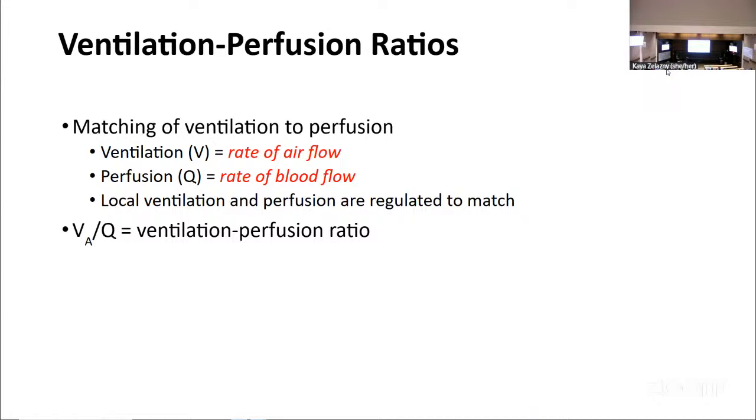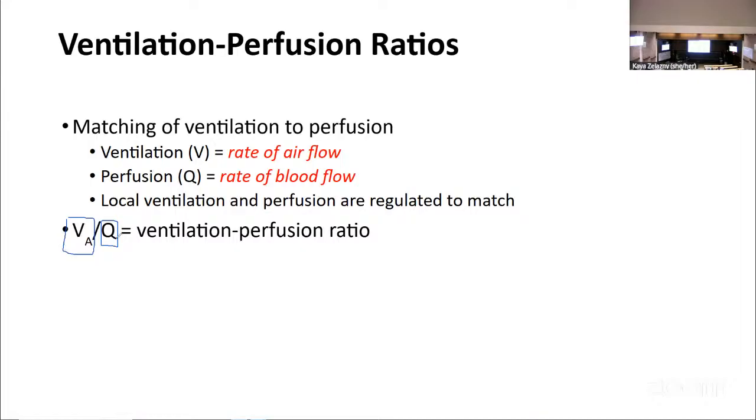So we have a ratio that we've created to assess whether we have a good amount of ventilation matching that blood flow, which we describe as perfusion. So what we're looking at here is our ventilation perfusion ratio. The V is for ventilation, and the Q is for perfusion. It's probably good we didn't use a P because we use P for pressures all the time. We needed a different letter here. So we've got our airflow and we've got our blood flow.